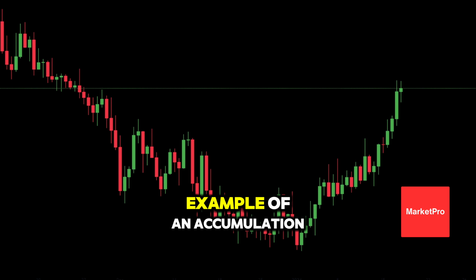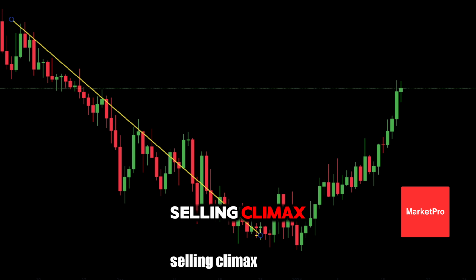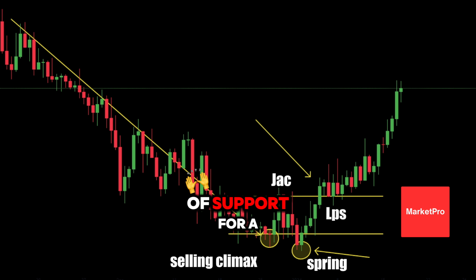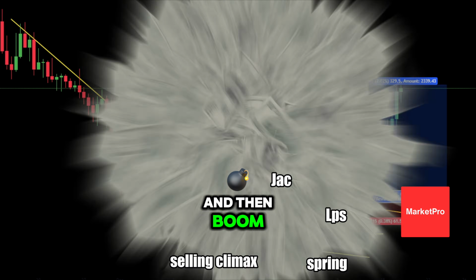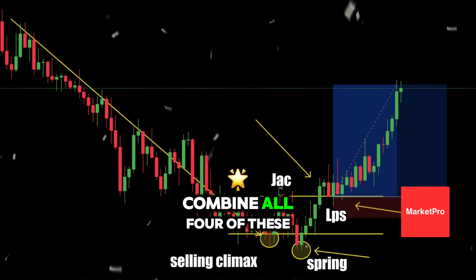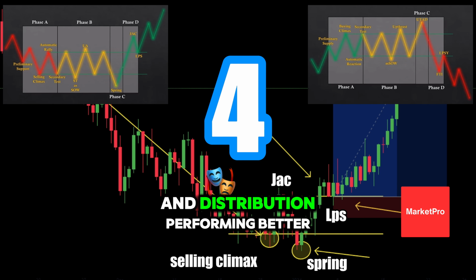Here's a live trade example of an accumulation. We can see the selling climax, spring, jump across the creek, and the last point of support for a great entry, and then boom, money is made. Combine all 4 of these steps together and you'll instantly see your accumulation and distribution performing better.